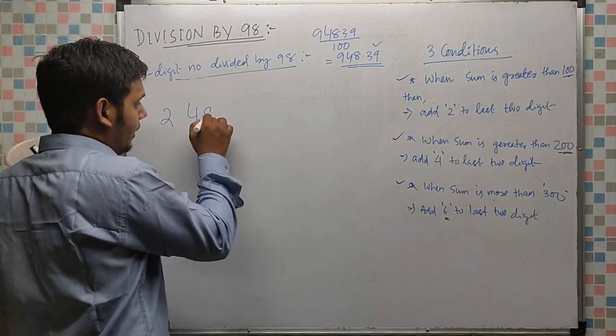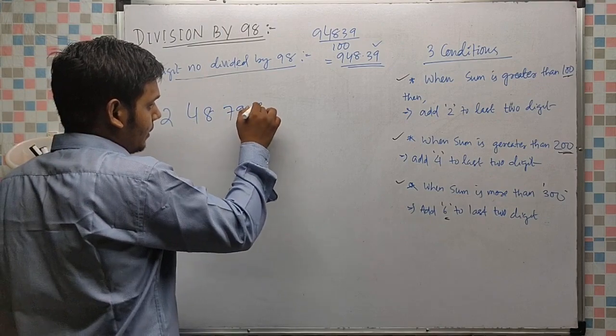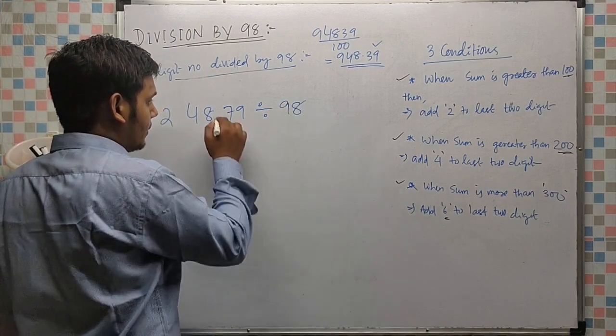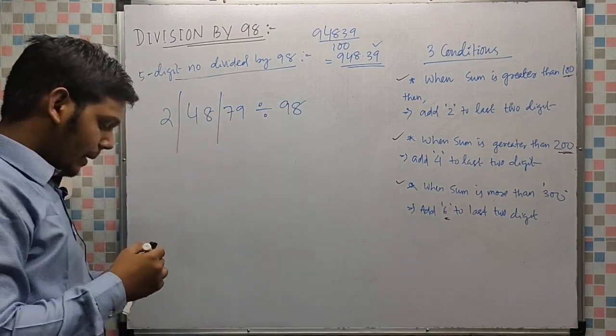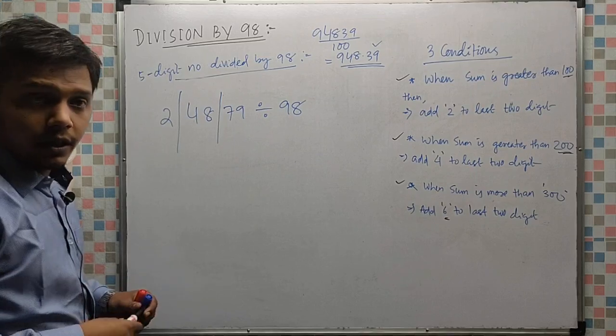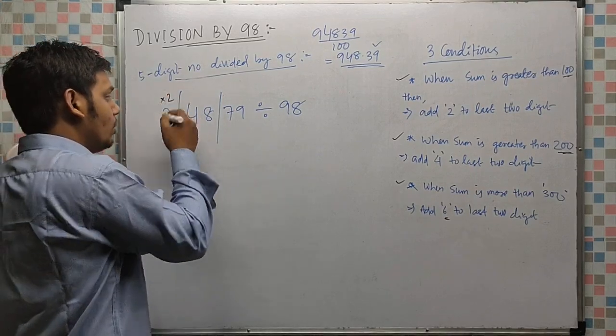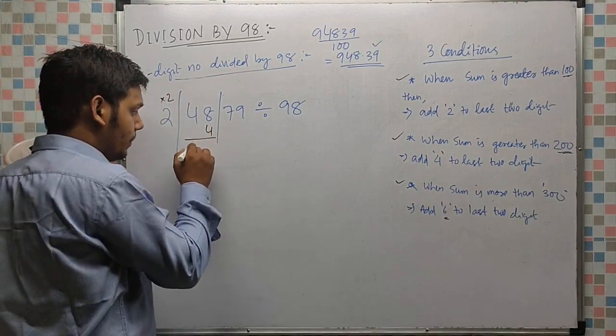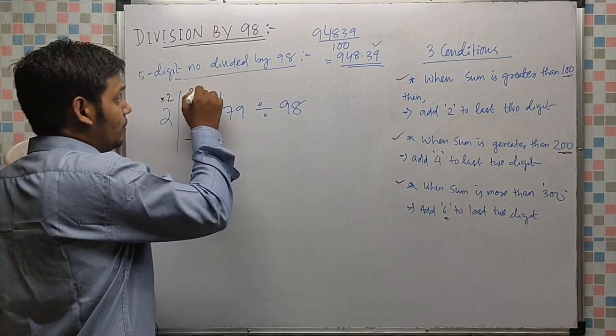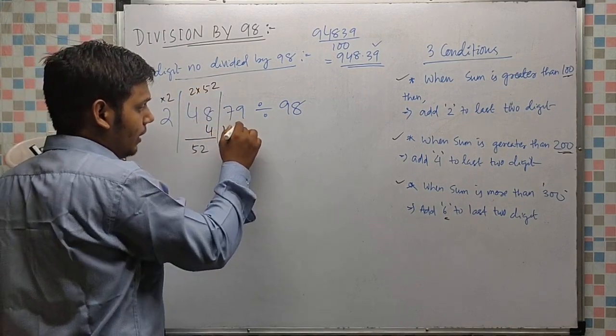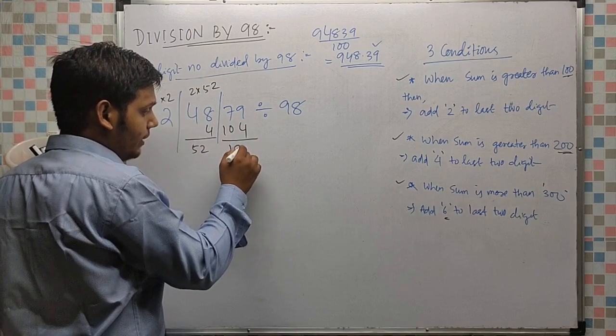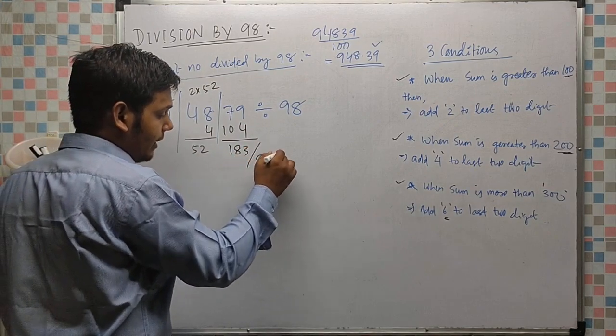24879 divided by 98. So I have to separate the digits first. Thereafter, what I have to do? I have to multiply 2. 2 into 2, how much? 4. That is 52. Now 2 into 52, that is how much? 104. Then 183. 183 will be divided by 98.